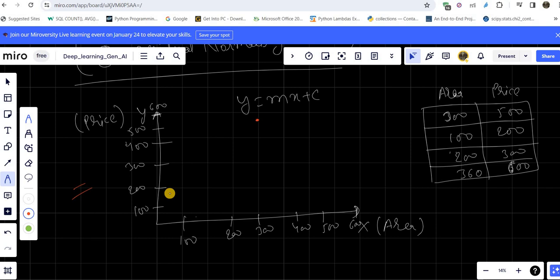So here it is. This is the first point. When area is 100, price is 200. Okay, this is the point. When area is 200, price is 300. Okay. When area is 360, 300, let's suppose here it is somewhere 60, it is 600. Okay, so here it is somewhere. Now we have to join this point. So it is somewhere here.